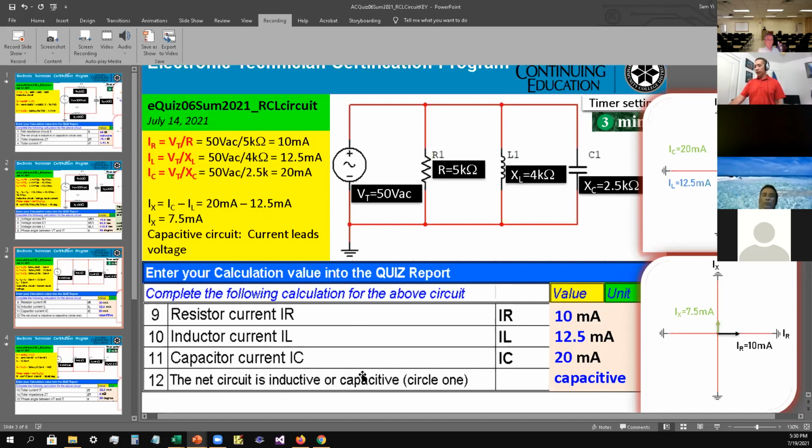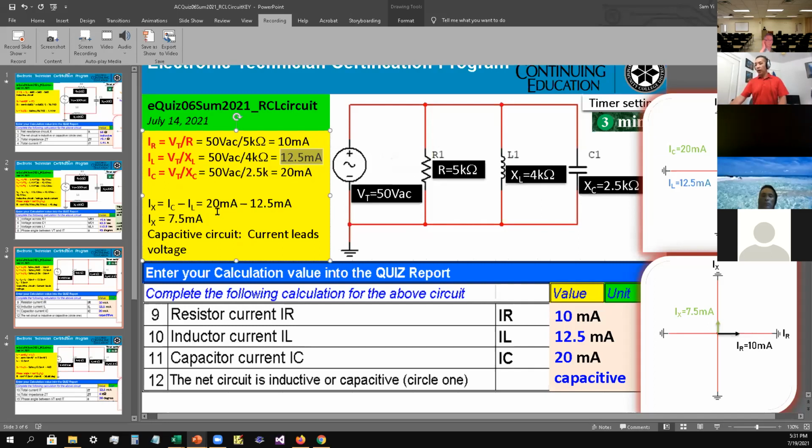Then number 11, the capacitive current IC. IC equals VT divided by XC, so 50 VAC divided by 2.5 kilo ohms gives you 20 milliamps. So IC is 20 milliamps. When you're doing a parallel circuit, the only thing that changes is the current, so we have to compare the two currents together. We compare IC and IL. IC is much greater than IL, so this circuit is a capacitive circuit, and we know that current leads the voltage in a capacitive circuit.